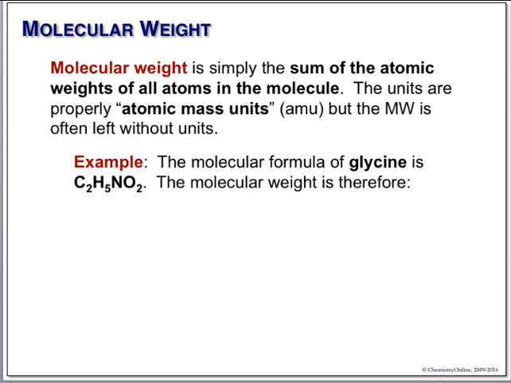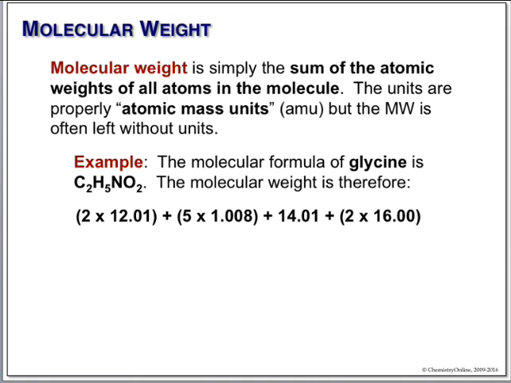If we had the amino acid glycine, and we saw this earlier, glycine has 2 carbons, 5 hydrogens, 1 nitrogen, and 2 oxygens. If we wanted to do the molecular weight of the glycine molecule, we would simply look at our periodic table. Carbon weighs 12.01. We have 2 of them. Hydrogen is 1.008. We have 5 of them. Nitrogen is 14. Oxygen is 16.